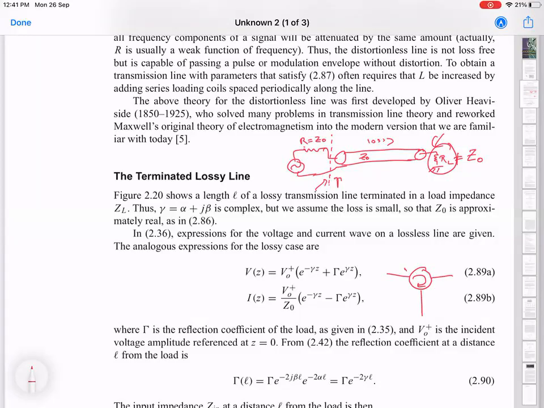So if this is port 1, 2, and 3, what this means is that if you send a signal at 1, it will come out at 2 and not at 3. If you send a signal at 2, it will come out at 3 and not at 1. And if you send a signal at 3, it will come out at 1 and not at 2. Okay, this device is called a circulator.